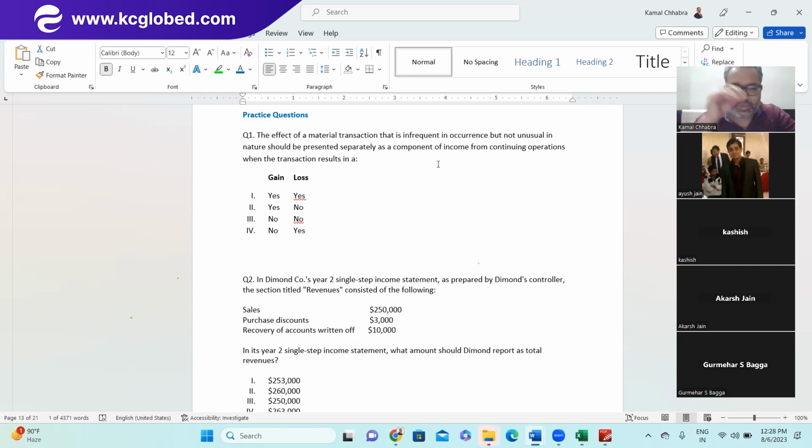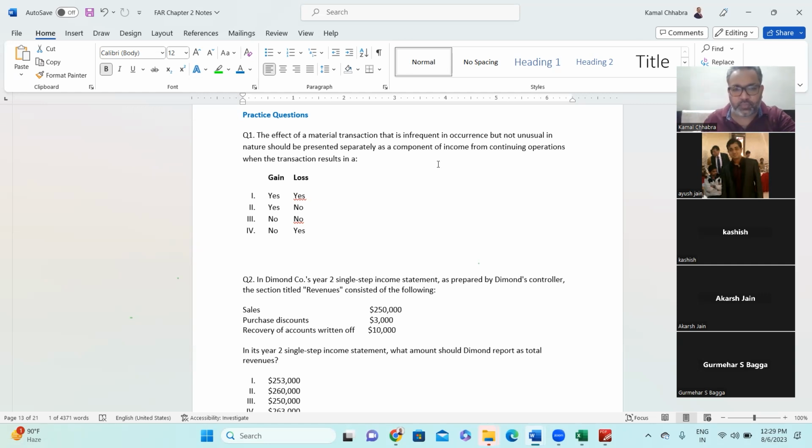Let's go one by one. The effect of a material transaction that is infrequent in occurrence, right? Simple. There is a material transaction which is not a routine nature of transaction, right? Clear till here? Yes, sir. But not unusual. It's a transaction which is not part of your regular business, but not unusual. Like sale of an asset. Yes, you're right. Now you got it.